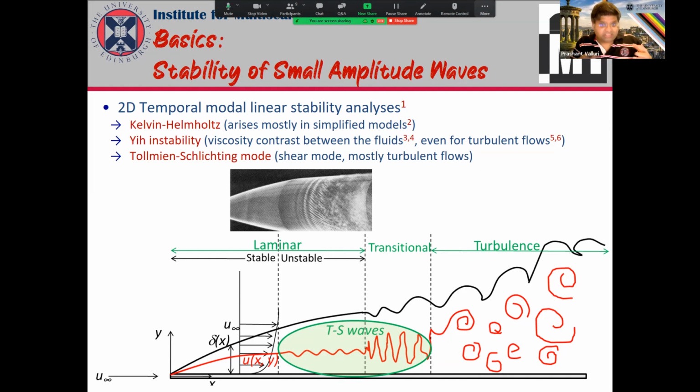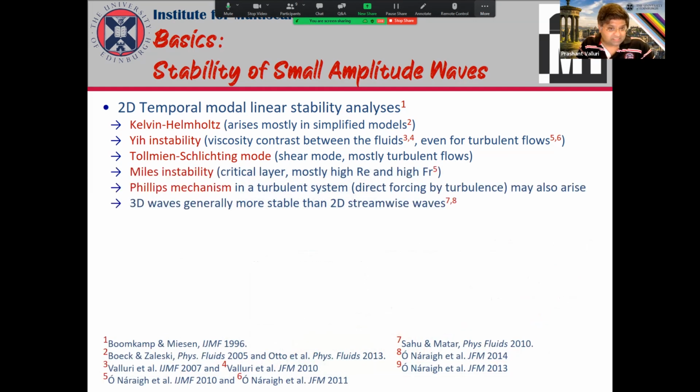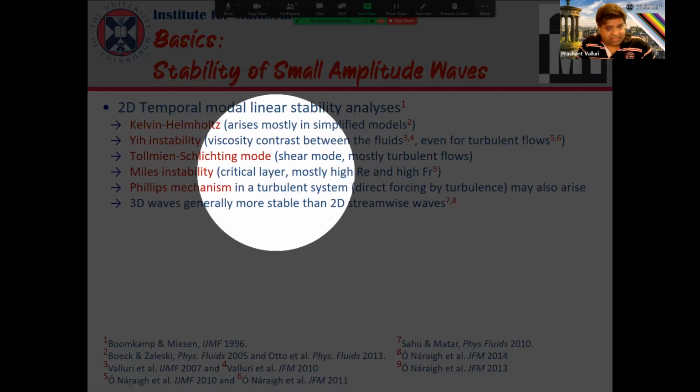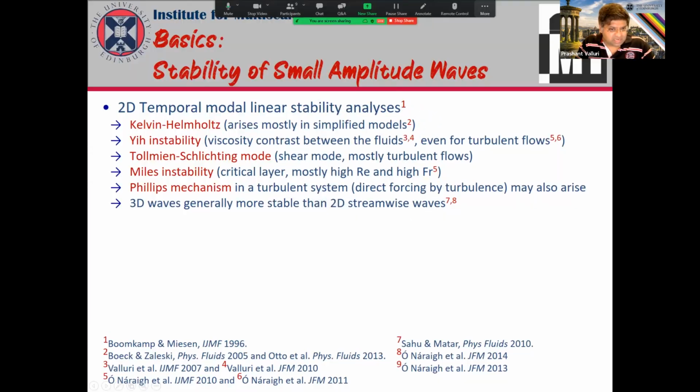They compete with each other to actually cause flow regimes and all that. The other thing is obviously Miles instability. This is influenced mainly from the critical layer. It's usually at very high Reynolds numbers and very high Froude numbers. And then you can have a Phillips mechanism wherein there is a direct forcing because of the turbulent kinetic energy. Okay, so there are various ways in which your waves can be generated in any flows.